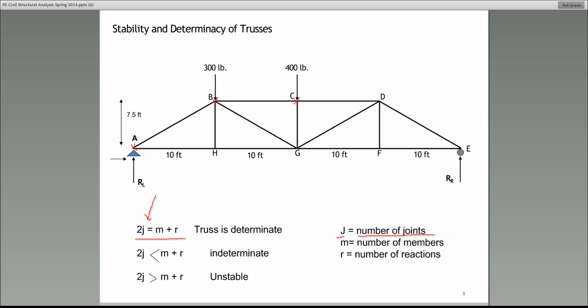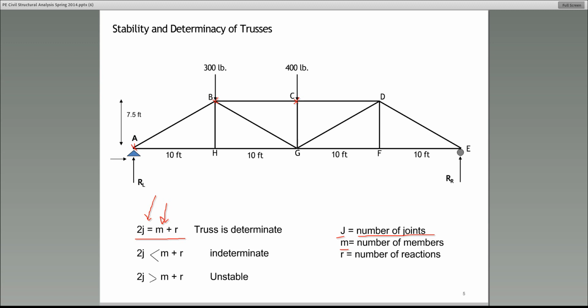Then M, as you can see on the right-hand side, is the number of members. So tell me, how many members do we have here? Just count the number of members. 3, 4, 5, 6, 7, 8, 9, 10, 11, 12, 13. I have 13. Those of you who are saying 13, that's correct. So we have 13 members. So lowercase m is 13.